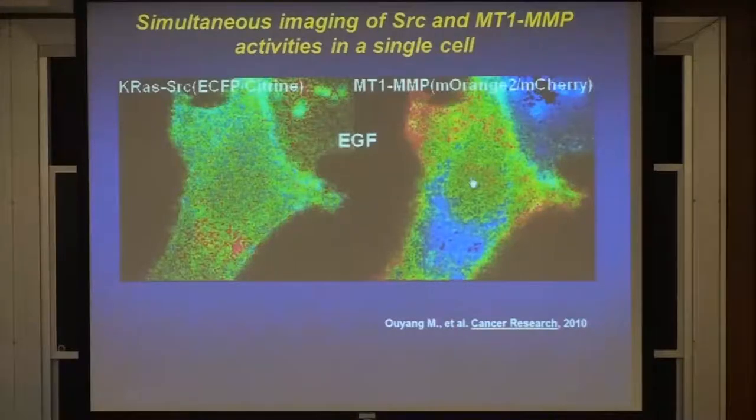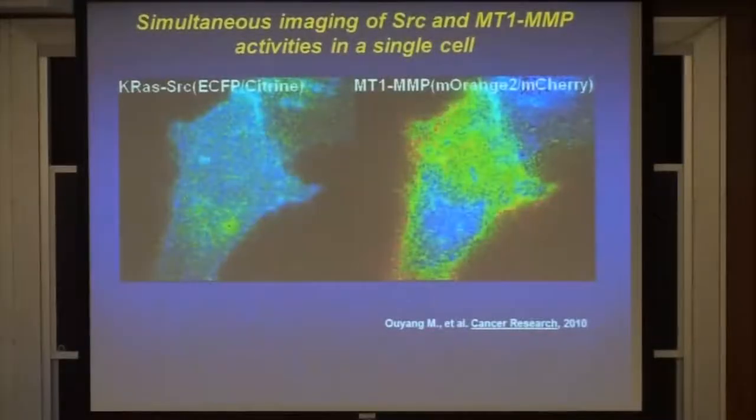Suggesting this combined color of fluorescent biosensors can allow you to visualize the spatial-temporal interaction between different molecules. Is that in real time here? This is every 1 minute. Totally it is about 25 minutes. We can push to close to real time, but photobleaching and all these issues will come up then.